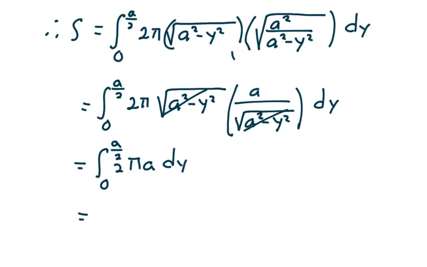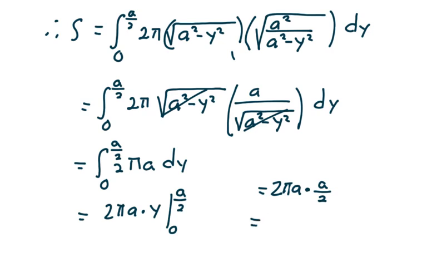And so this is 2 pi a times y, evaluated from 0 to a over 2. So I'm going to plug a over 2 in for y, and I'm going to get 2 pi a, right? And I'm going to multiply by a over 2. And so the answer is pi a squared. And that's how you do the first example.